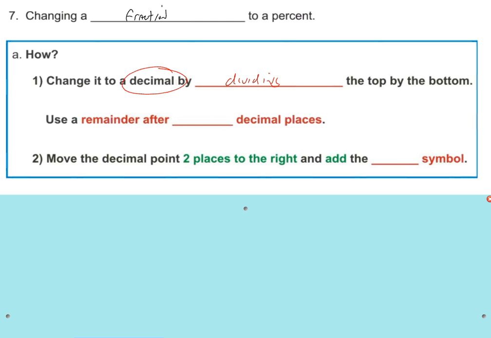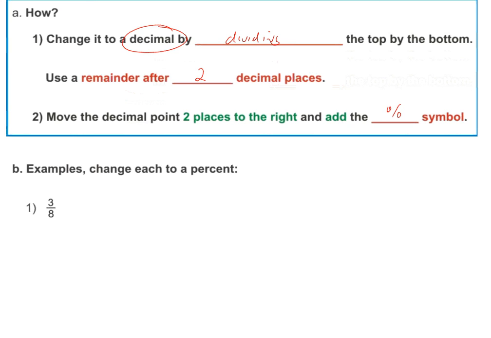Use a remainder after two decimal places. I'll show you what I mean by that in a moment. And the last thing is move the decimal point two places to the right, because now we have a decimal. And then again, add the percent symbol. I know the wording there might not mean a whole lot to you right now, but as soon as we do a few, hopefully it'll make a lot of sense, and that wording is there for you to look back at and make sure that you remember what we did.